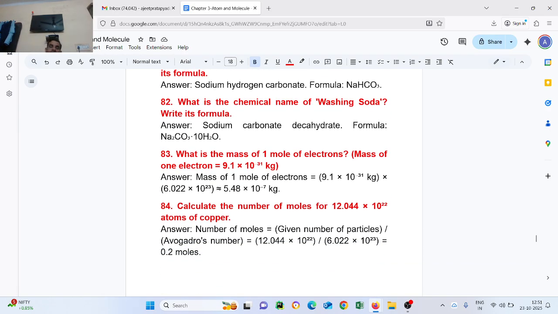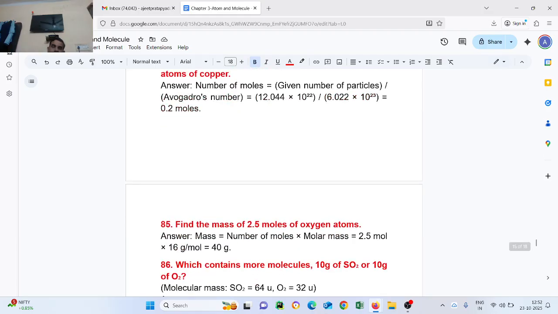Question number 8. Calculate the number of moles in 12.044 multiplied by 10 to the power 22 atoms of carbon. Number of moles equals given number of particles divided by Avogadro number. So it's 12.044 multiplied by 10 to the power 22 divided by 6.022 multiplied by 10 to the power 23, which is equal to 0.2 moles.